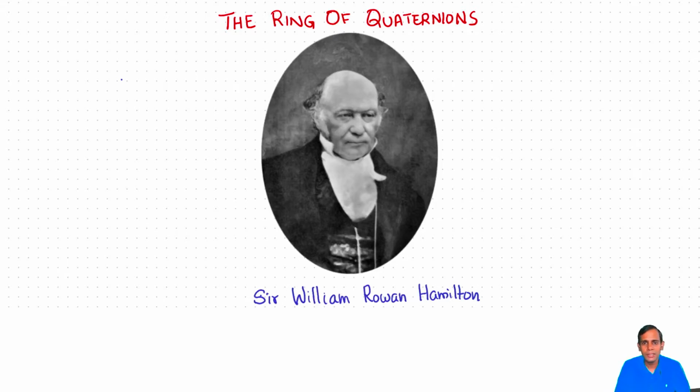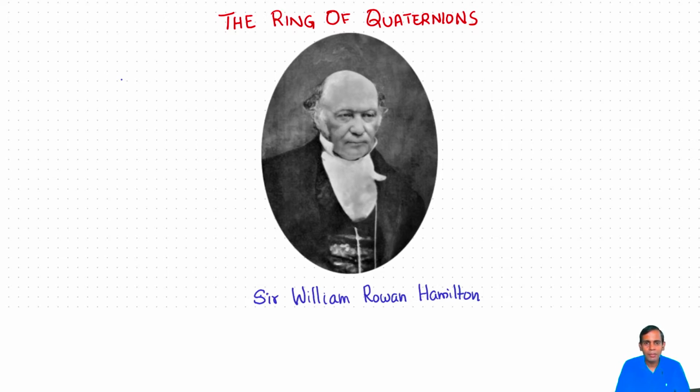This problem session is going to be based on a very special ring, the ring of quaternions. The ring of quaternions was discovered by Sir William Rowan Hamilton, an Irish mathematician, in the year 1843.